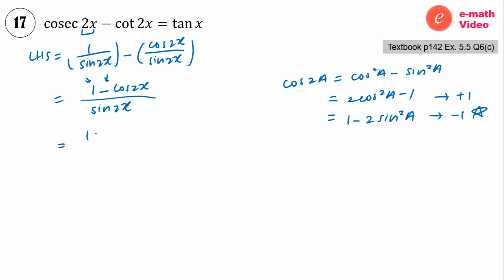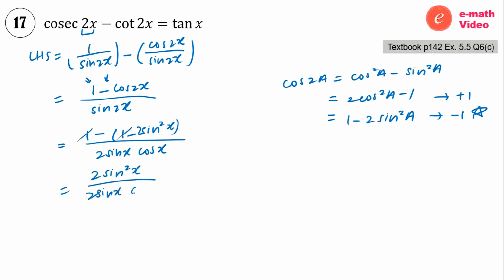Equals 1 minus, 2 sine square x over sine 2x. Sine 2x only has one formula: 2 sine x cos x. You see, 1 and 1 can cancel. And negative and negative become positive. 2 sine square x over 2 sine x cos x. 2 and 2 cancel. Sine x and sine x cancel, equals sine x over cos x, equals tangent x. Proven.